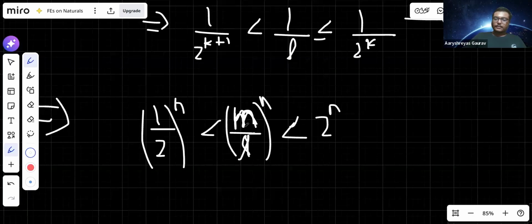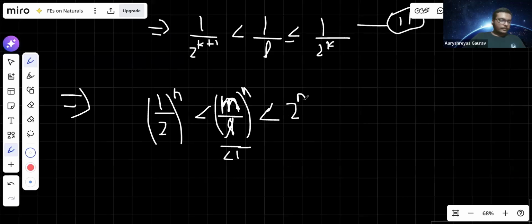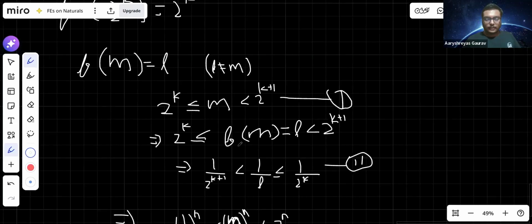To just visualize, if I say that this thing, the middle thing is just greater than 1, then if I put a really big power to the n, then I may end up with a number which, wait a second, I think I did something wrong.